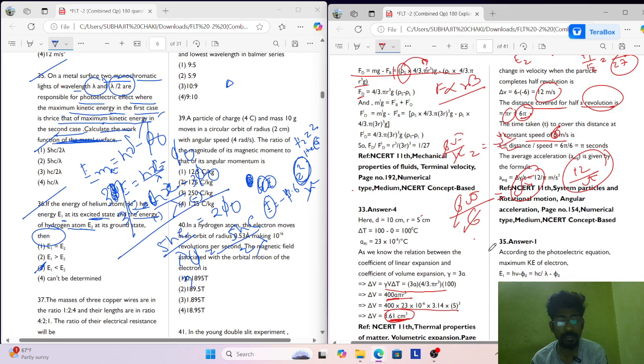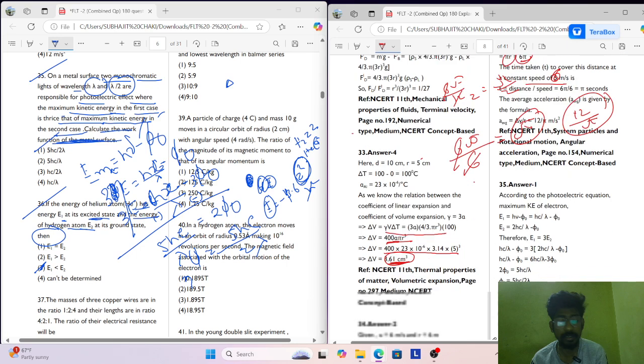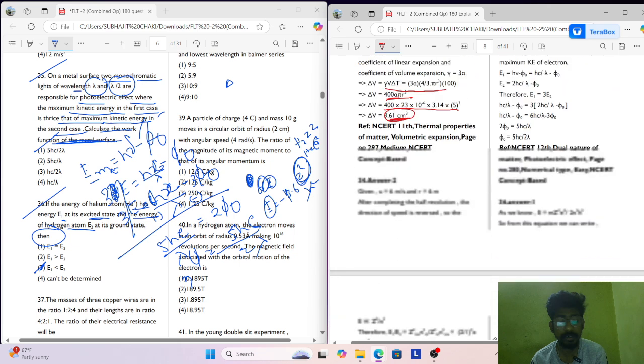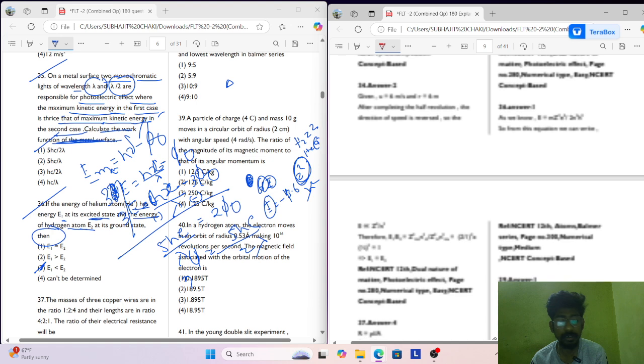The mass ratio of the copper wires is 1 to 2 to 4, and their length ratio is 4 to 2 to 1.